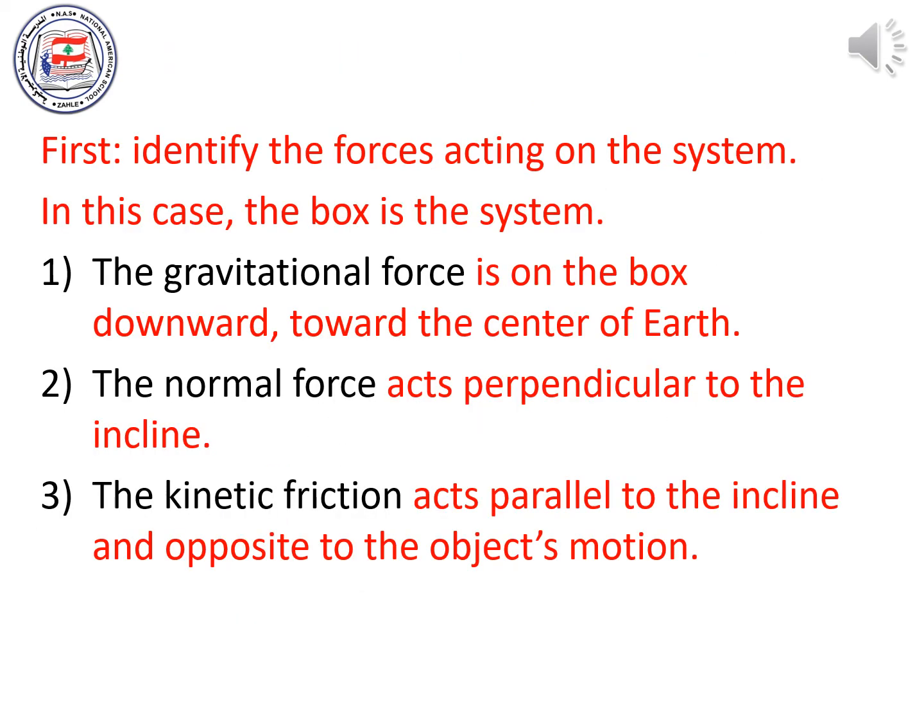In order to solve such a problem, first we need to identify the forces acting on the system. In this case, the box is the system. First, we have the gravitational force, which acts on the box downward, toward the center of Earth. Second, we have the normal force, which acts perpendicular to the incline. And third, we have the kinetic friction, which acts parallel to the incline and opposite to the object's motion. So if the object is going down on the incline, the friction is upwards. However, if the object is going up on the incline, the friction is downwards, opposite to the motion.